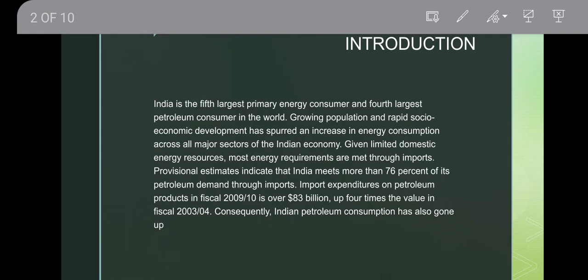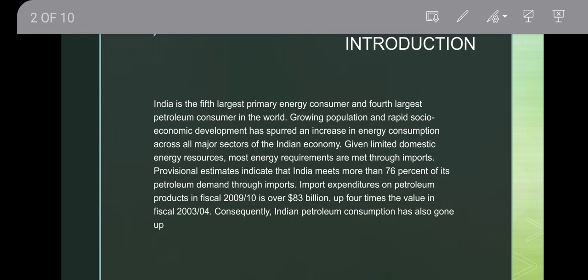Introduction. India is the fifth largest primary energy consumer and fourth largest petroleum consumer in the world. Growing population and rapid socio-economic development has supported an increase in energy consumption across all major sectors of the Indian economy. Given limited domestic energy resources, most energy requirements are met through imports. Provisional estimates indicate that India meets more than 76% of its petroleum demand through imports.